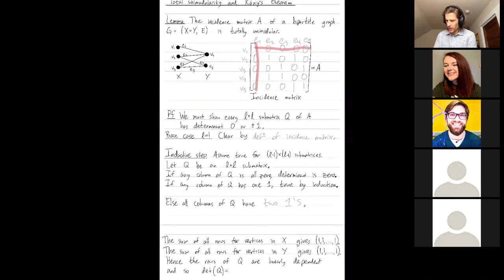So let's look at the vertices in X. Of my remaining matrix, the vertices that are in X are V2 and V3. V1 is also in X, but I've removed that row. When I add those 2 rows together, I get the vector of all ones.